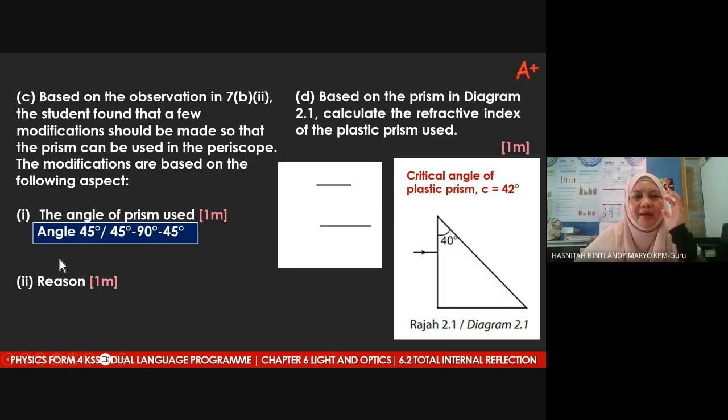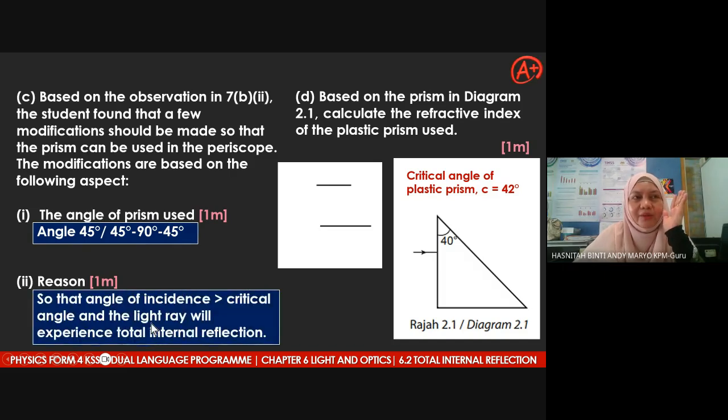Okay, you can write right angle prism or prism with angle 45, or this is another option, 45, 90, 45 degree prism. Okay, it is a right angle prism. Reason, so that total internal reflection can occur. Okay, the reason is simple, so that total internal reflection can occur. Okay, then D, so we have to draw a new one.